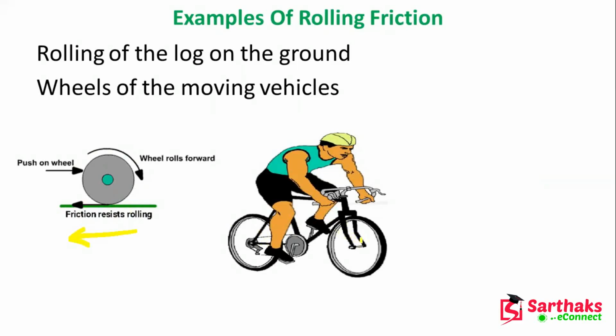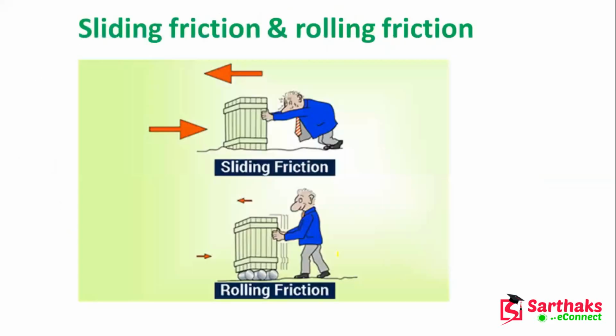Here you can see the person who is cycling. This tire has a rotating movement with respect to this center, right? So the rolling friction will act here. But whenever it moves somewhere, at that time it will slide also simultaneously. At that time, sliding friction is also acting on the tire of the cycle. Here it is very clear: sliding friction and rolling friction.